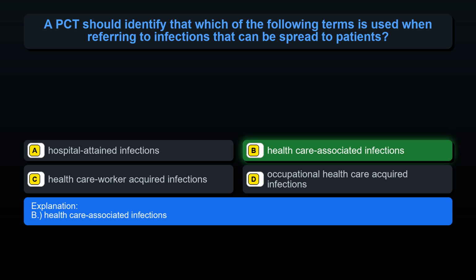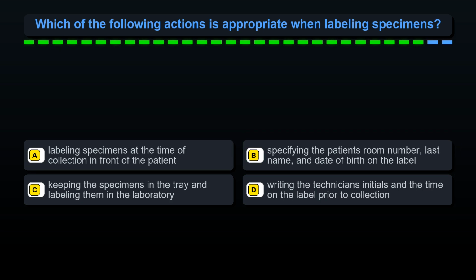Question 11. Which of the following actions is appropriate when labeling specimens? Option A, labeling specimens at the time of collection in front of the patient. Option B, specifying the patient's room number, last name, and date of birth on the label. Option C, keeping the specimens in the tray and labeling them in the laboratory. Option D, writing the technician's initials and the time on the label prior to collection.